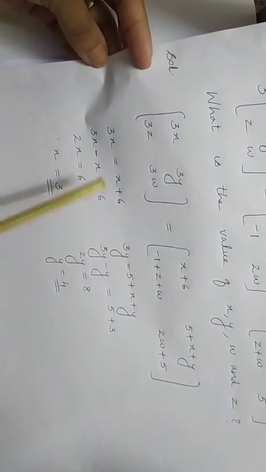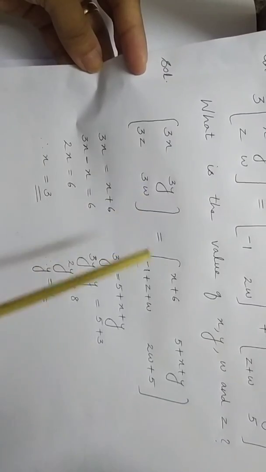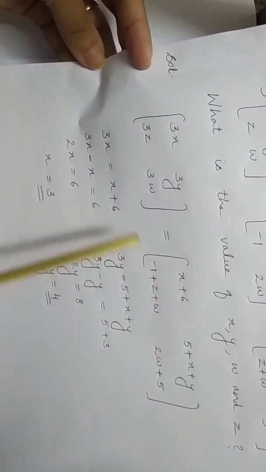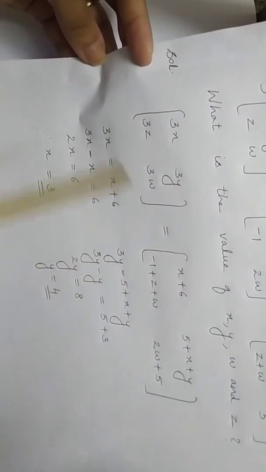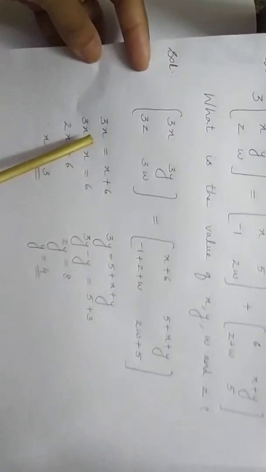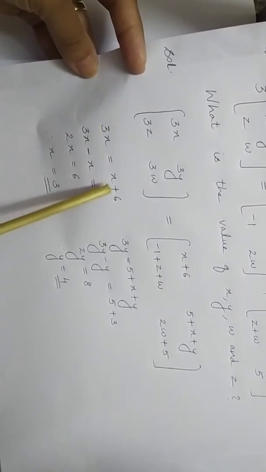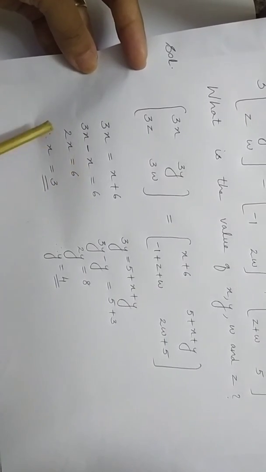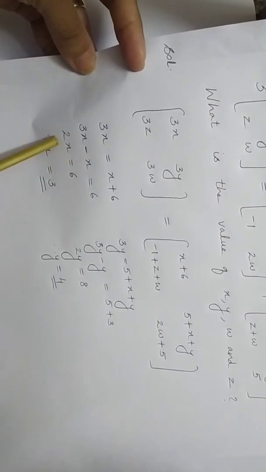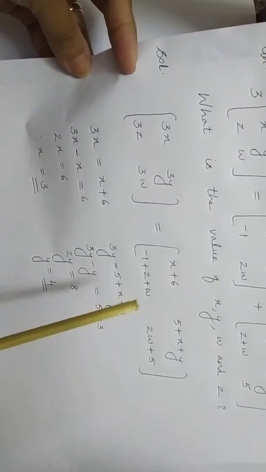Next, what should we do? We are going to apply the next property, the equal property. So here, 3x is equal to the first term, x plus 6. So on equating, we get an equation like this. 3x equals x plus 6. So, 3x minus x is equal to 6. So, 3x minus x is 2x. We get the answer of x as 3.